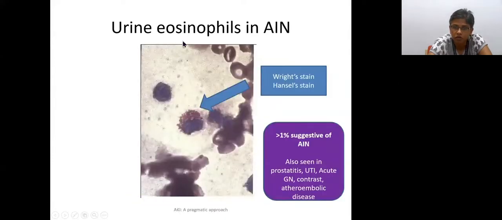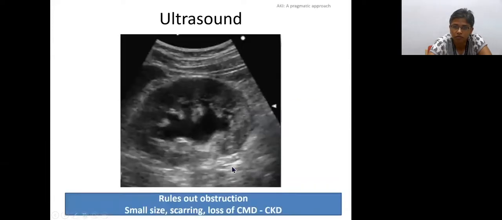There's a particular test you use to make a diagnosis of acute interstitial nephritis, and that's called urine eosinophils. We use either a Wright stain or a Hansel stain to stain for eosinophils in the urine, and more than 1% would suggest an acute interstitial nephritis. But make sure the patient is not having a UTI, because that can also cause this. A patient who's been administered contrast may also have eosinophils in the urine. So these are important things to rule out before you make this diagnosis.